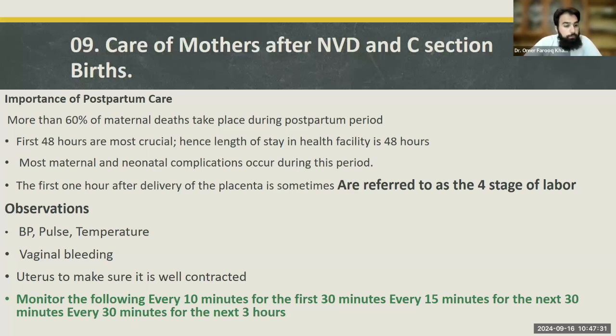The BP, the pulse and the temperature should be measured. Any signs of vaginal bleeding should be noted. She should be checked every 15 to 30 minutes for any signs of vaginal bleeding, and the uterus should be checked to make sure it is well contracting. Monitor the aforementioned things every 10 minutes for the first 30 minutes after delivery, every 15 minutes for the next 30 minutes, and every 30 minutes for the next 3 hours.